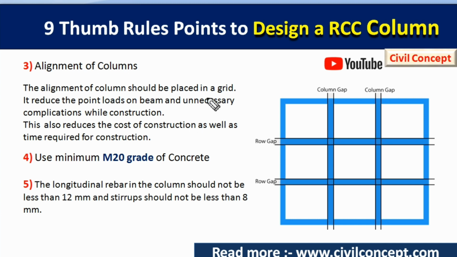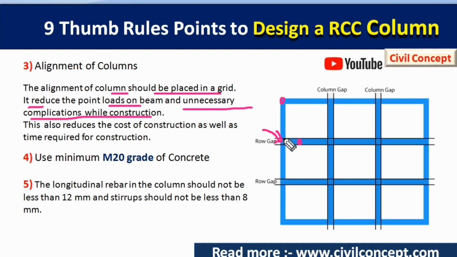Okay, so the alignment of columns should be placed in the grid. It reduces the point load on the beam and unnecessary complication during construction. If we do not provide the column in the grid, then what will happen? If we provide one column here and one column here, then the load will be applied here. So this will be counted as a point load and it will be dangerous for our structure.